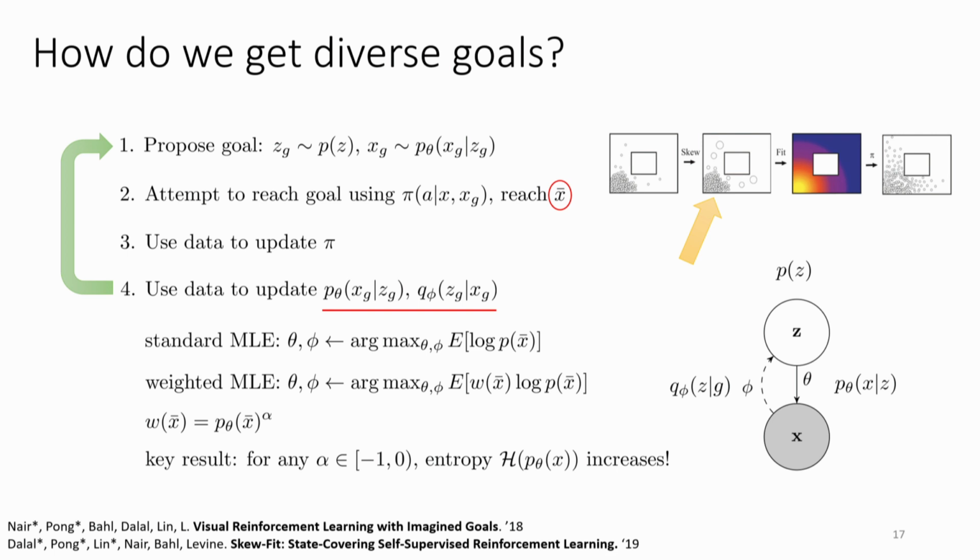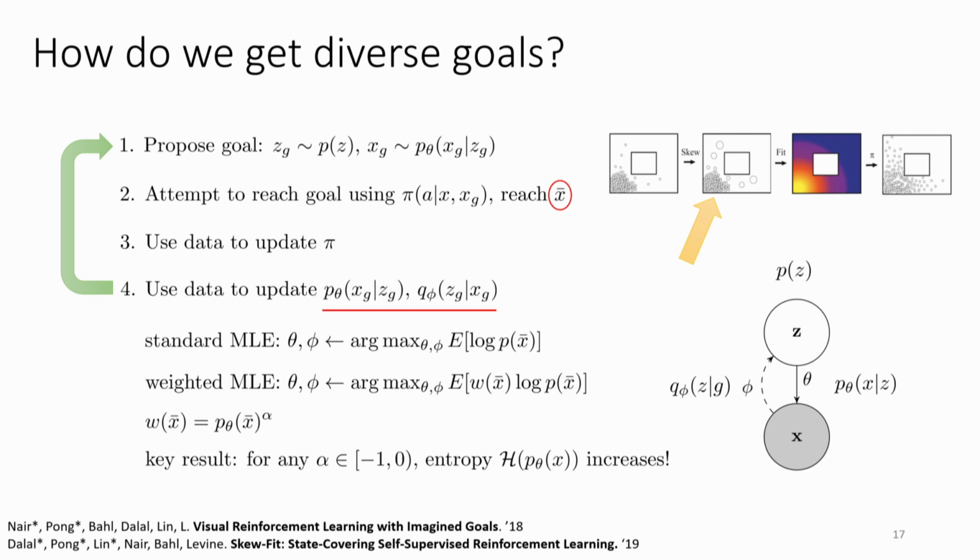Because if you weight by 1 over p of x, then you're importance sampling your distribution into the uniform distribution, and the uniform distribution is the highest entropy distribution that you can get. But of course, this by itself is not possible for two reasons. One is that you don't actually reach xg, you reach some other state x bar.